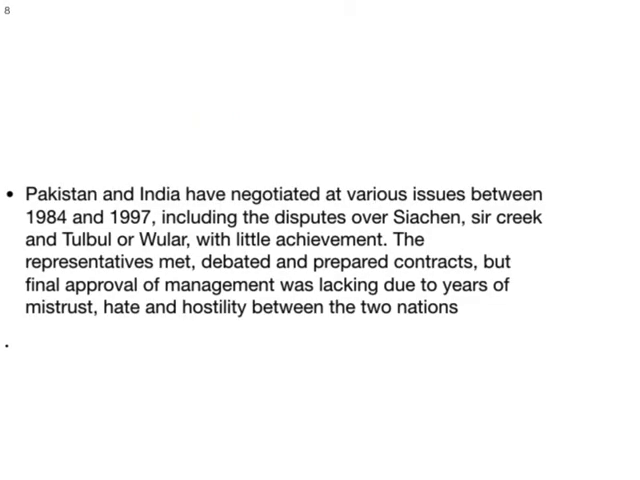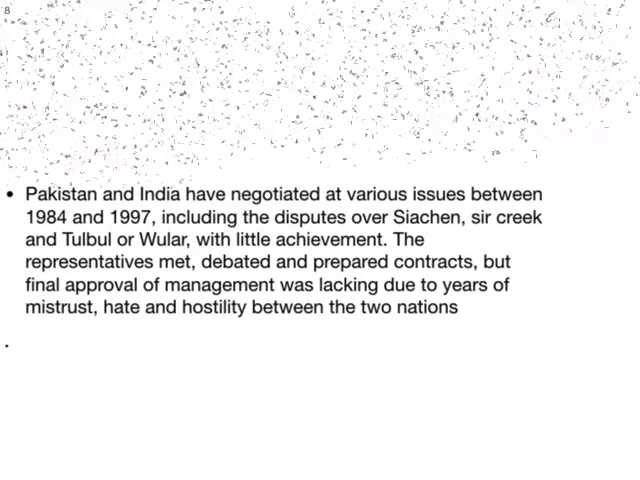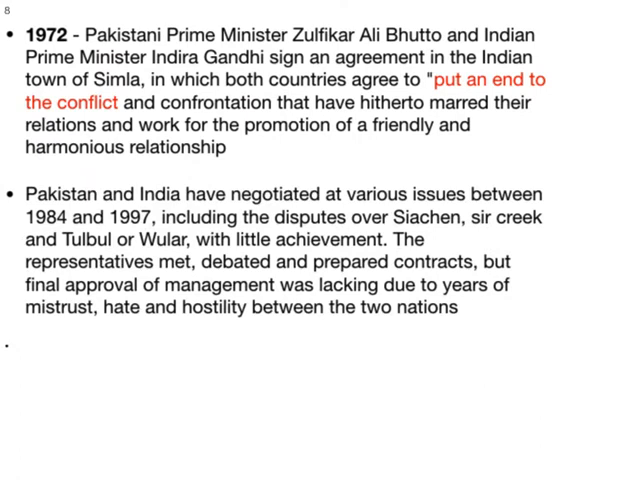Going back to history again, talking about 1972, Prime Minister Zulfikar Ali Bhutto and Indian Prime Minister Indira Gandhi signed an agreement in the town of Simla, in which both countries agreed to put an end to the conflict and confrontation that had marred their relationships, and they tried to work for the promotion of a friendly and harmonious relationship.